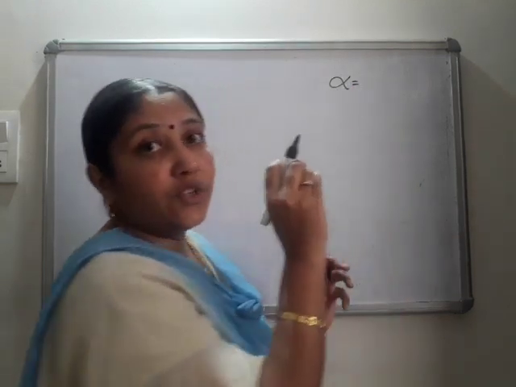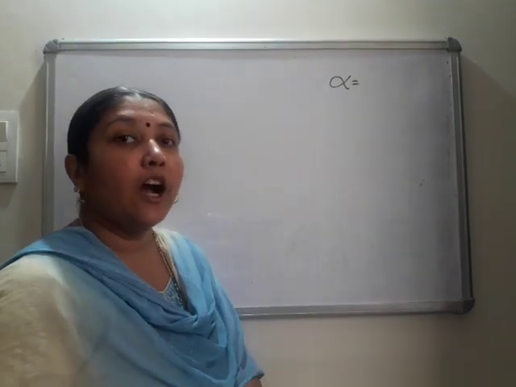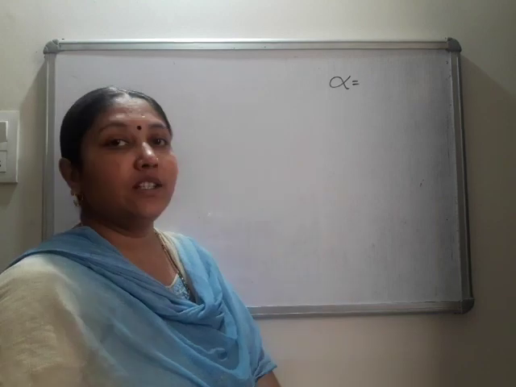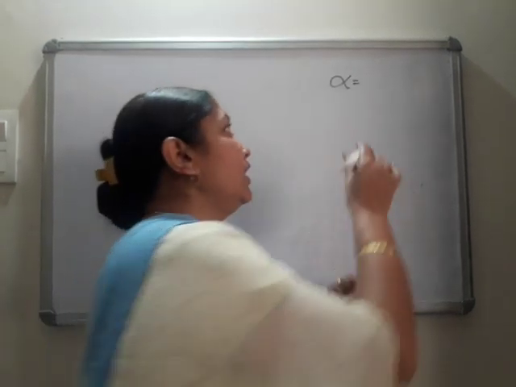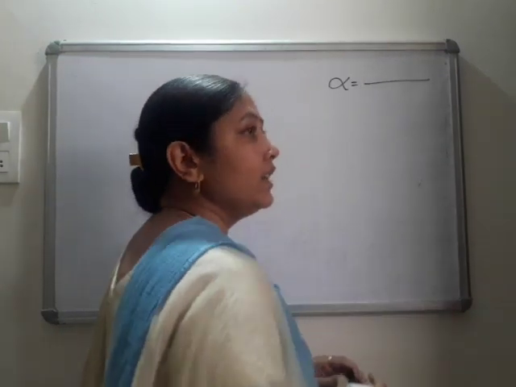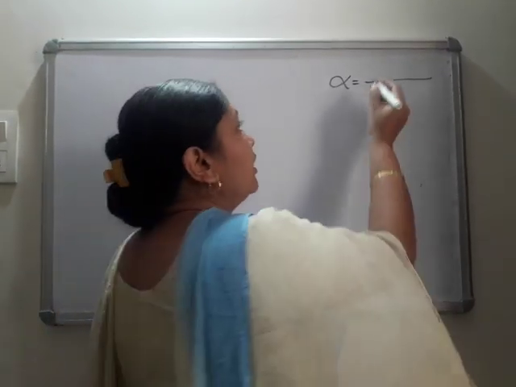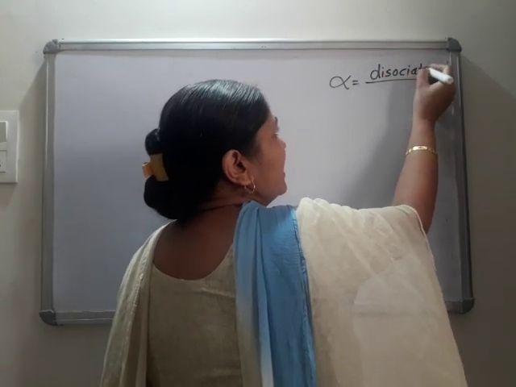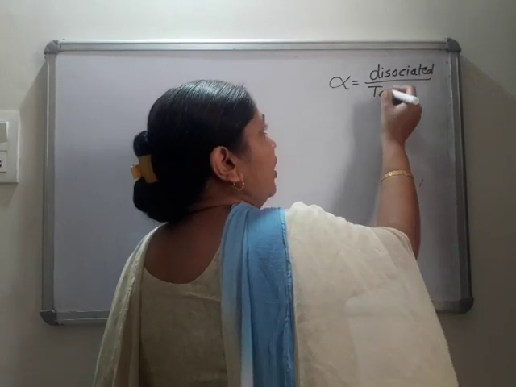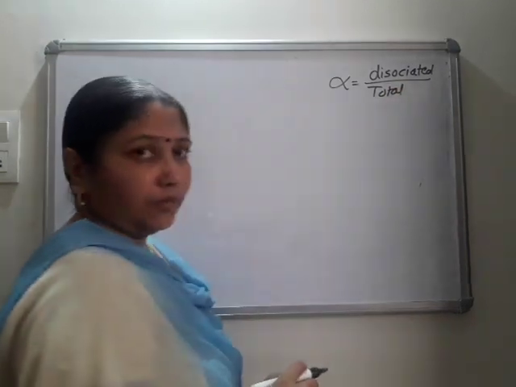Degree of dissociation is denoted as alpha. And what is its formula? We have one lesson, ionic equilibrium, so in that lesson we will discuss this term. Alpha is nothing but the ratio of the number of moles dissociated upon the total number of moles.